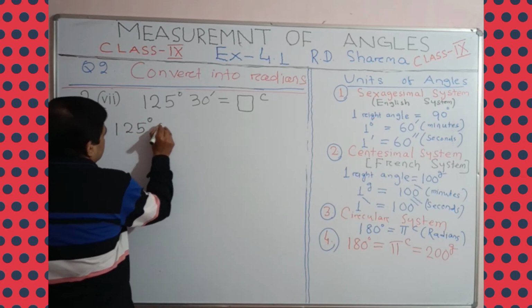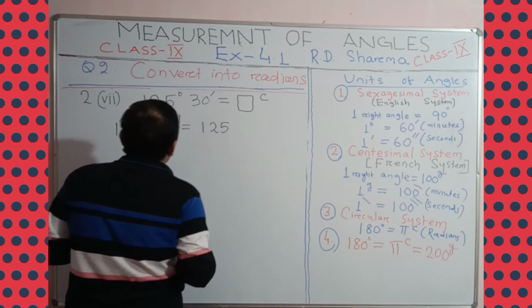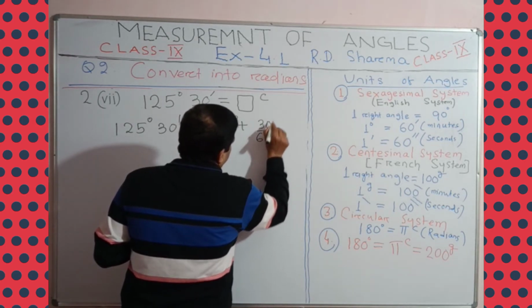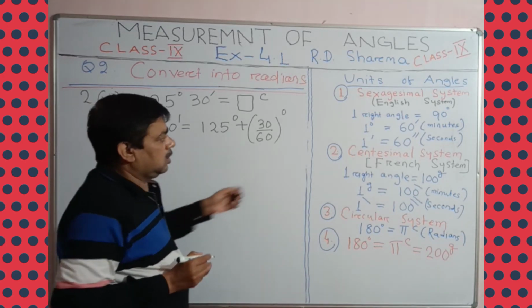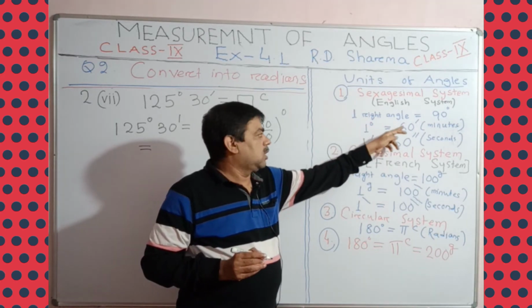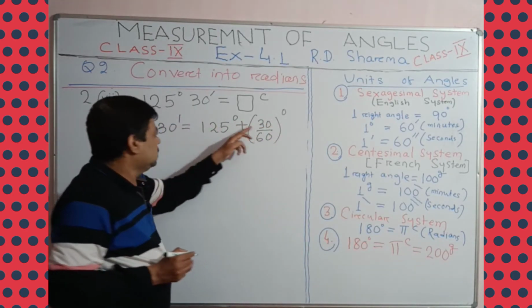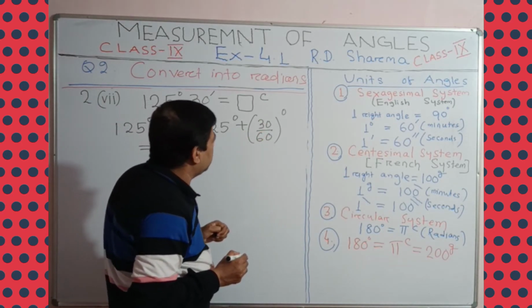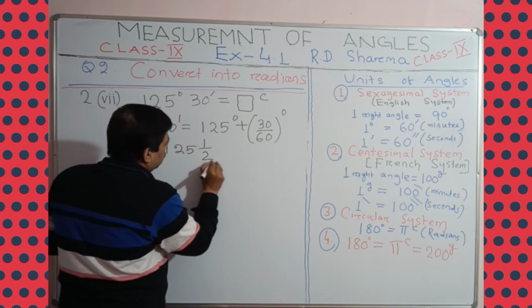125 degree 30 minute can be written as 125 degree plus 30 minute, which means 30 upon 60 degree. Can you write or not? Yes? Because already you know 1 degree is equal to 60 minute, or 60 minute is equal to 1 degree. So 1 minute is equal to 1 by 60, and 30 minute is equal to 30 upon 60 degree, right? And 30 divided by 60 is 1 by 2. So 125 whole 1 by 2 degree.